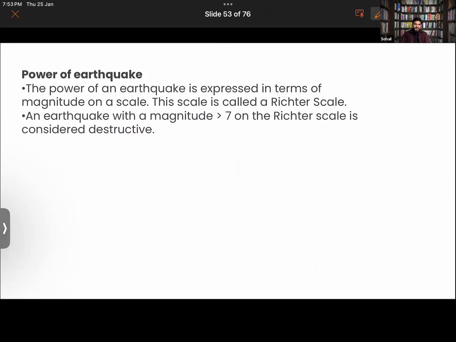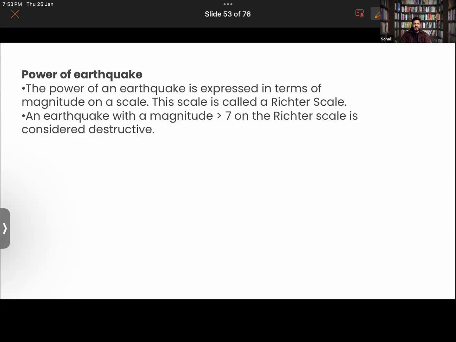Richter scale. Seismograph is the device. Richter scale is the scale basically, to measure the magnitude of the earthquake. We have developed it to measure the magnitude of the earthquake, right? So you must have heard of the Richter scale, that is the magnitude of it.